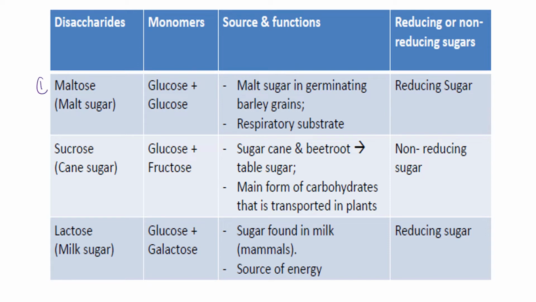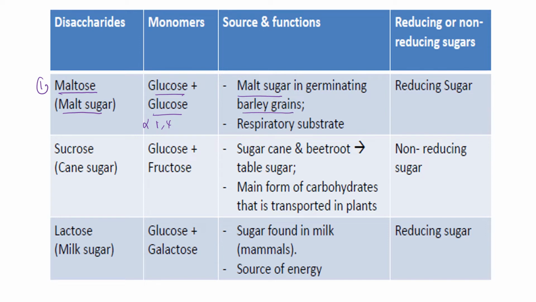We have the first one, which is maltose or malt sugar, and the monomers for maltose are glucose and glucose. Okay, glucose and glucose. So the bond will be alpha 1,4 glycosidic linkage that forms between the glucose and glucose molecule to form the maltose. And then the malt sugar can be found, for example, in germinating grains.